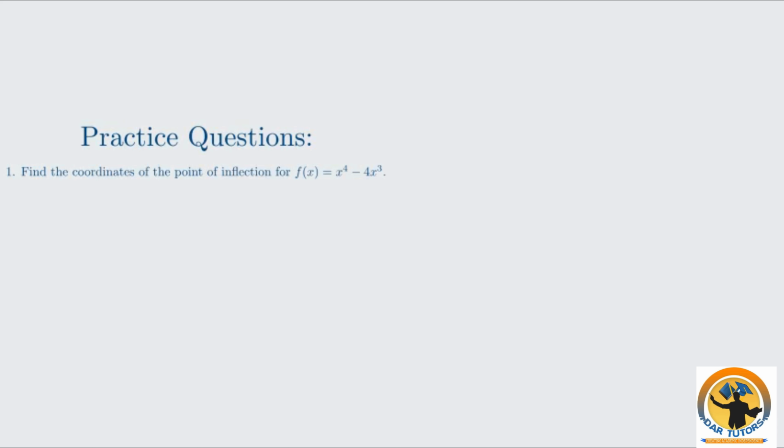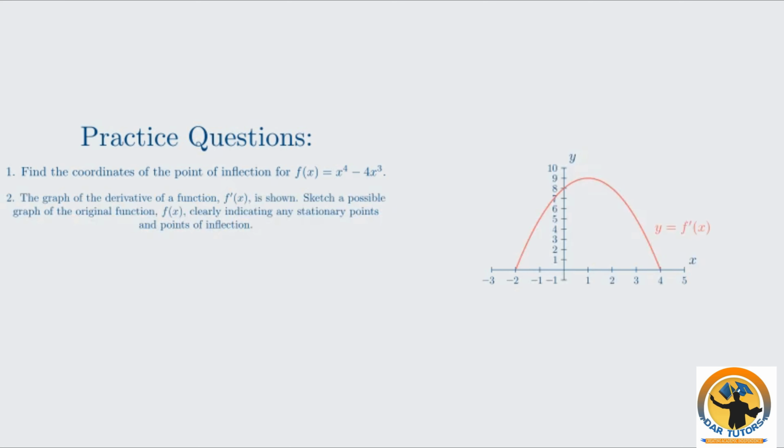Question 1. Find the coordinates of the point of inflection for the function f of x equals x to the power of 4 minus 4x cubed. Question 2. The graph of the derivative of a function, f prime of x, is shown. Sketch a possible graph of the original function, f of x, clearly indicating any stationary points and points of inflection.